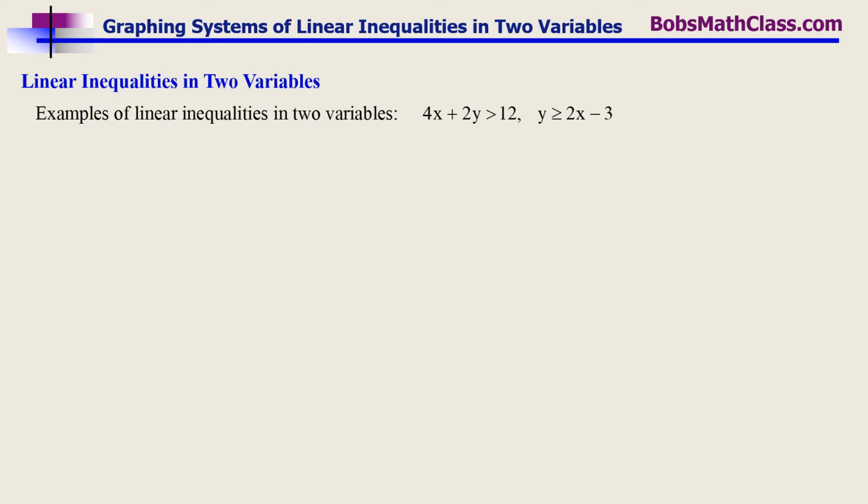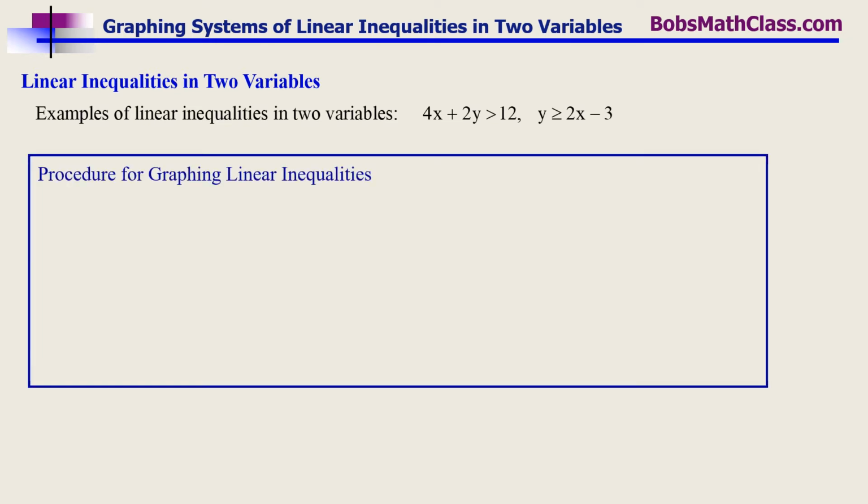Okay, so first we'll talk about linear inequalities with two variables, not a system, but just an inequality. Here's a couple of examples of linear inequalities: 4x plus 2y greater than 12, and y is greater than or equal to 2x minus 3. Both of those have inequality symbols. Whenever you have the greater than or less than symbol, that's an inequality. Okay. So here's our procedure. Again, we're going to get into systems in just a little bit, but first we'll talk about just a linear inequality.